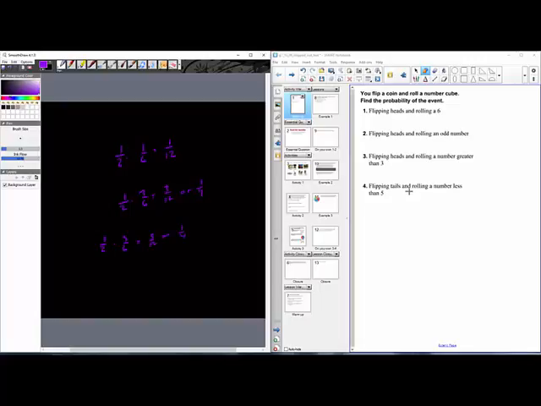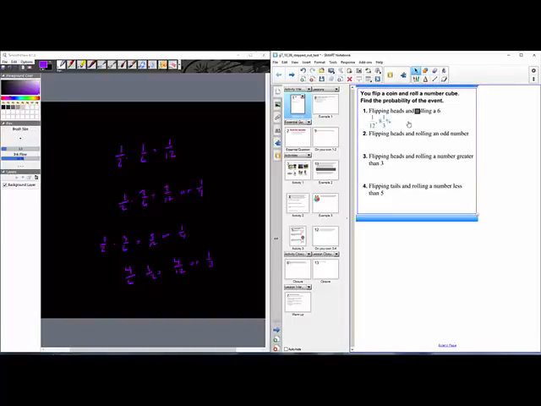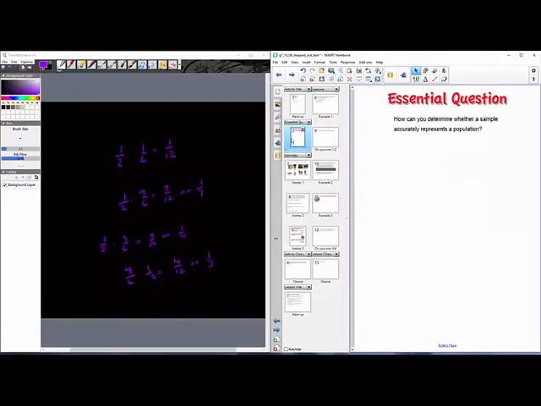And then finally, flipping a tails and rolling a number less than 5. Well, less than 5 would be 4, 3, 2, or 1. So that's 4 out of 6 times 1/2. And that would be 4 out of 12, or 1/3. So if I look here, I have my 1/12, my 1/4, my 1/4, and my 1/3. And that's how you figure these things out.